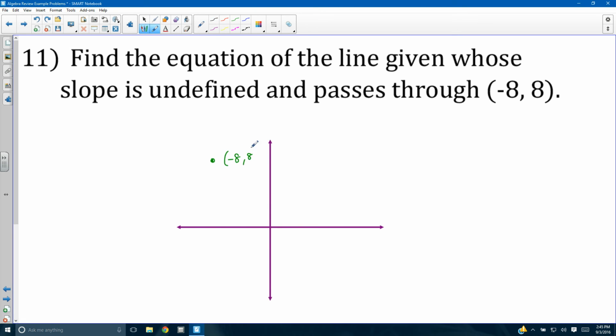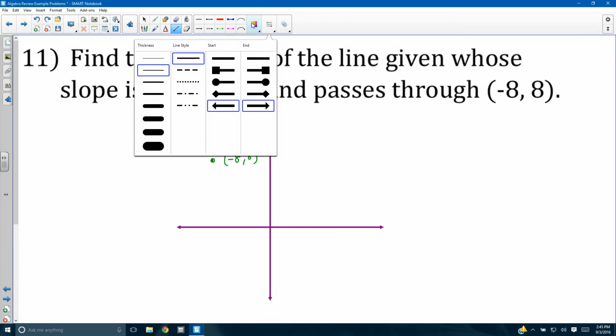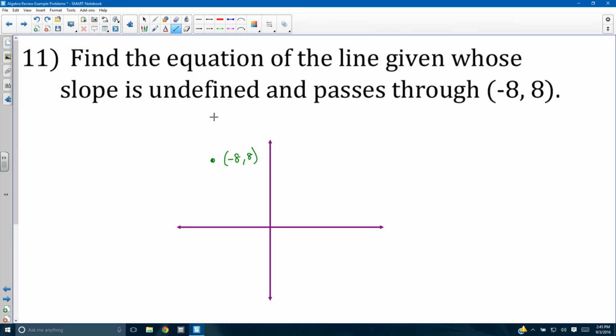An undefined slope is a vertical one, or a line with an undefined slope is a vertical line, because it has infinite rise and 0 run. It goes this way forever, never runs, so you're dividing by 0, it's undefined. So we're just trying to find the equation of this line. And it's not a y equals mx plus b thing because you have an undefined slope.